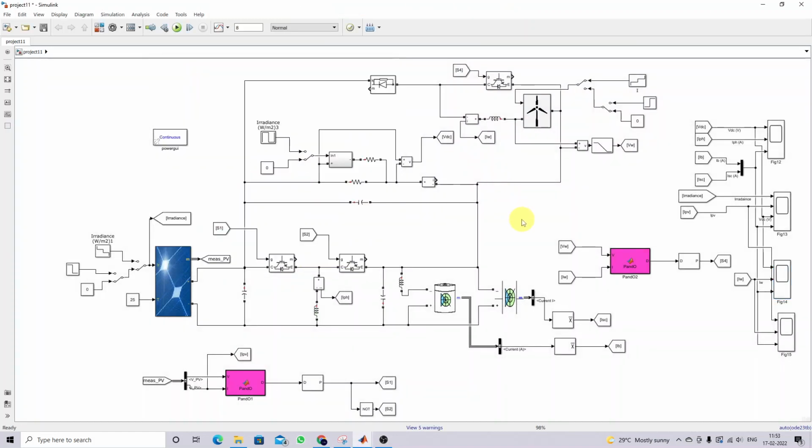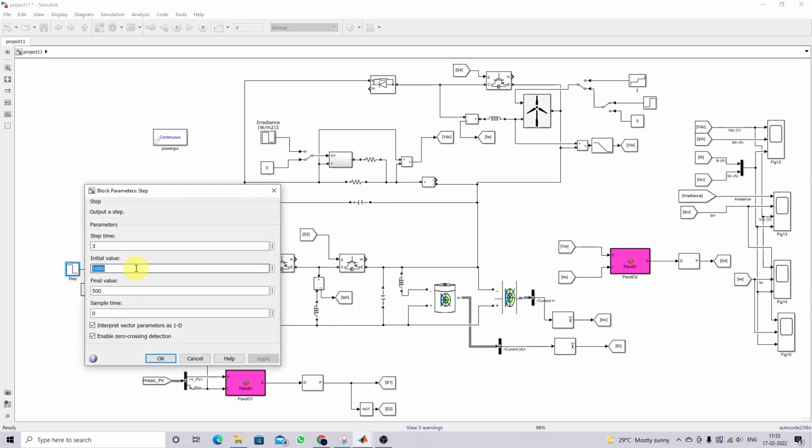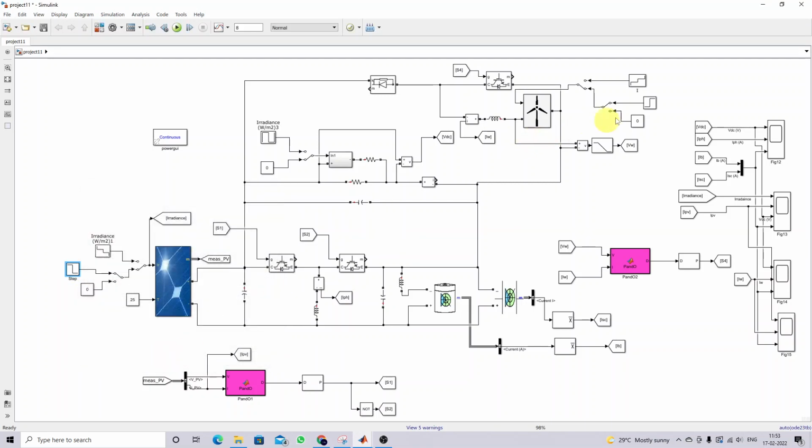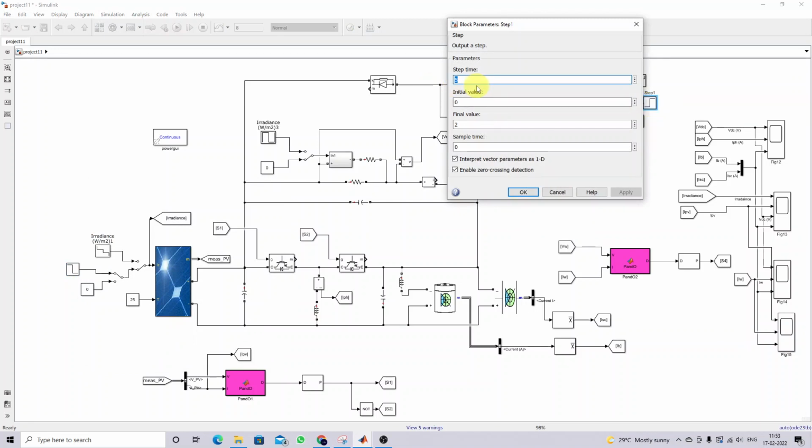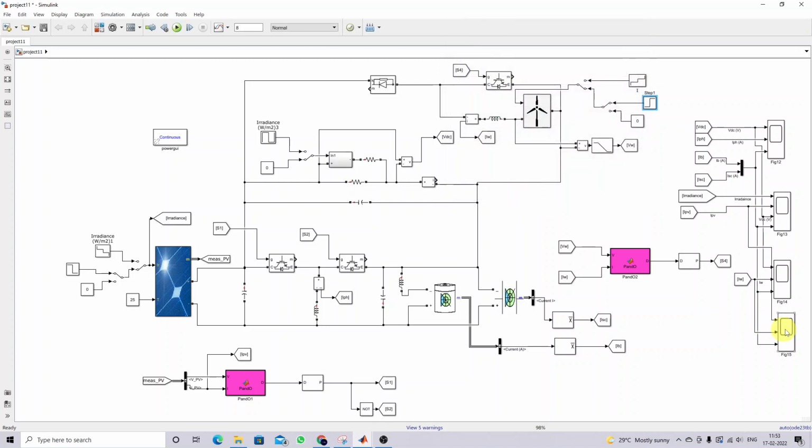Next I am going to connect the PV panel, wind energy, battery and supercapacitor in this system. So now the system is operated with all sources. Here I am going to change the irradiation from 1000 to 500 at the time of 3 seconds. And I am also going to change the current reference in the wind energy conversion from 0 to 2 amps at 5 seconds, and then we will check the response of the system.